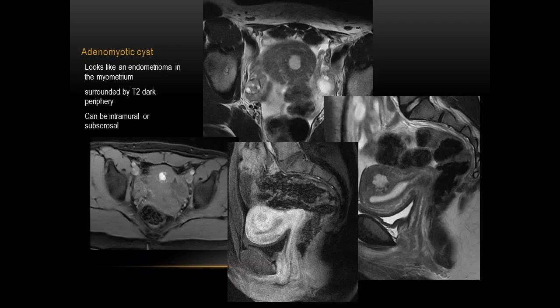This is something called an adenomyotic cyst. It looks like an endometrioma. It can either be within the myometrium or exophytic, attached to the uterus. You can see this is our T1 fat set, and we have T1 bright blood products. And then on our T2 weighted sequences, it's surrounded by this T2 dark, the hypertrophied muscle. It can again be intramural or submucosal.